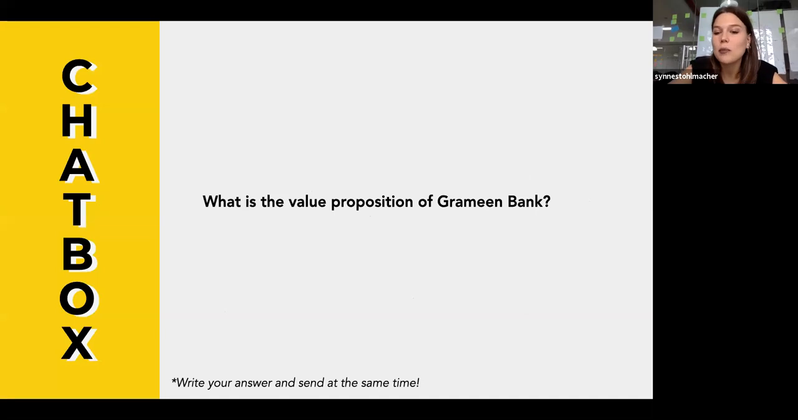So what is the value proposition of Grameen Bank? What is it? Serve the community. Yes, very true. They want to serve the community. How do they want to serve the community? Lend to the poor who have no collateral. Absolutely true. Why do they want to provide funds to the underserved? What is it they're hoping to do by doing that? Break the cycle of poverty.